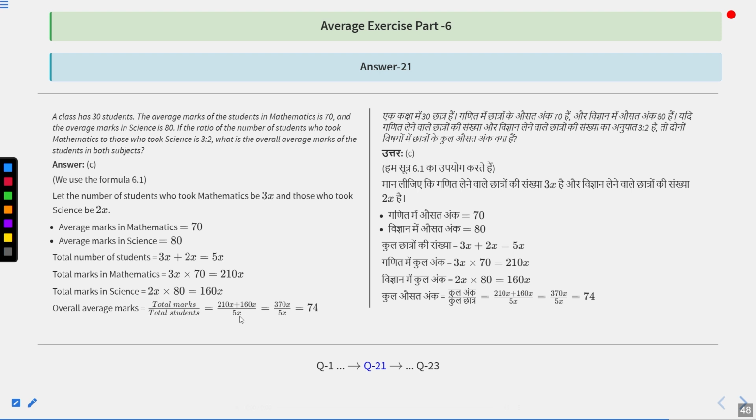210x plus 160x upon total students, which is 5x. So when we calculate it, we get the value of the average, which is 74. C is the correct answer. Next one.